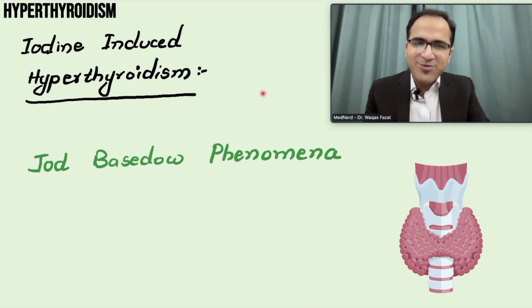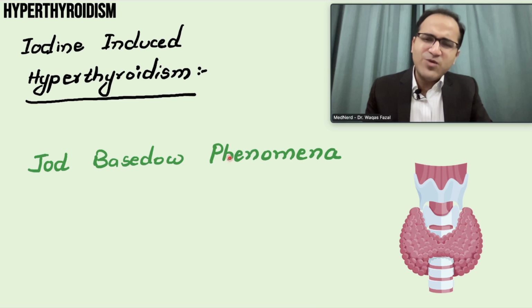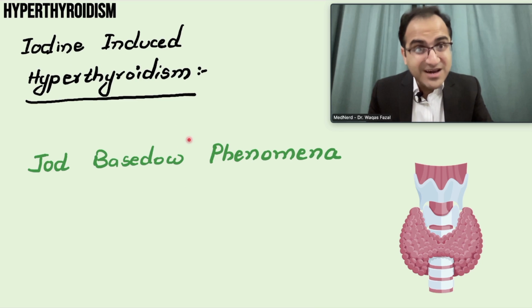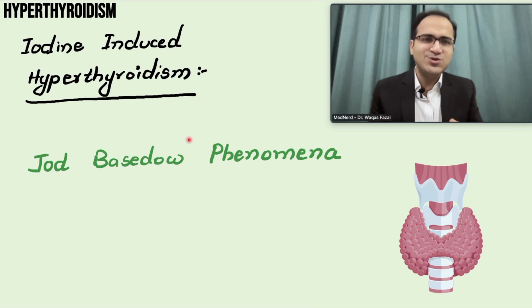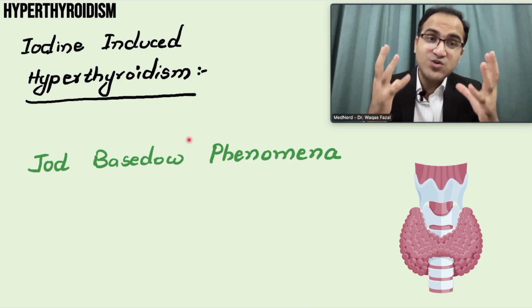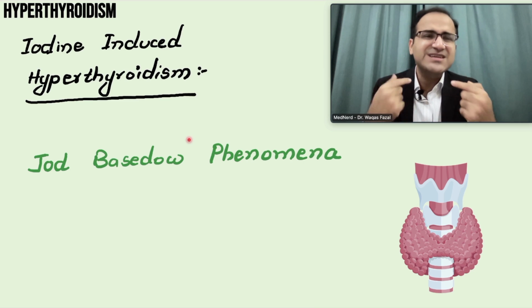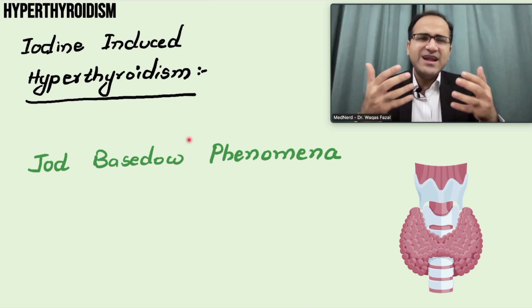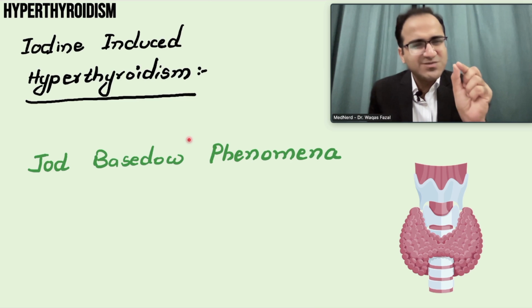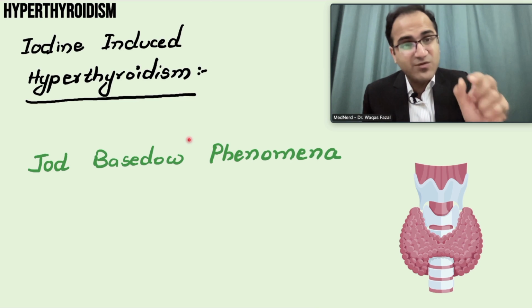Now coming to some really important and interesting phenomena that you will be tested about in exams many times: the Jod-Basedow phenomenon and the Wolff-Chaikoff effect. What happens in the Jod-Basedow phenomenon is that there is iodine-induced hyperthyroidism. Iodine-induced hyperthyroidism occurs in patients that are living in areas where there is a low amount of iodine in the nutrition. People living in areas where there is a low amount of iodine in the nutrition, their thyroid gland gets accustomed to it, and it produces thyroid hormones from that small amount of iodine that it is getting from the nutrition.